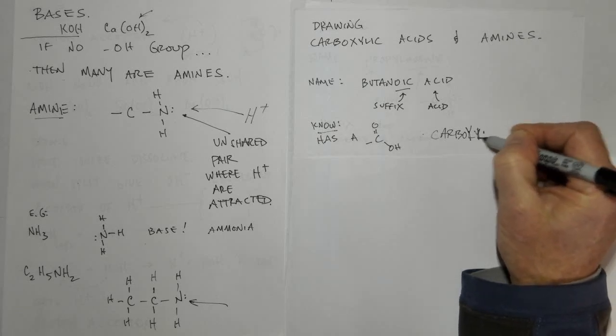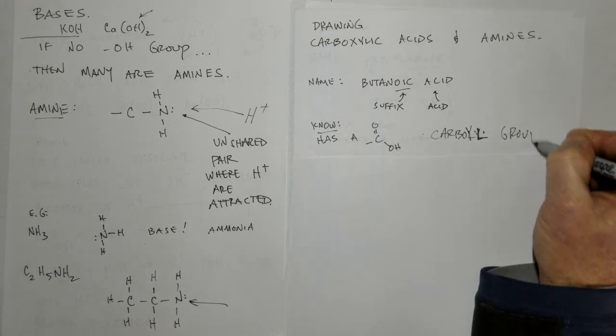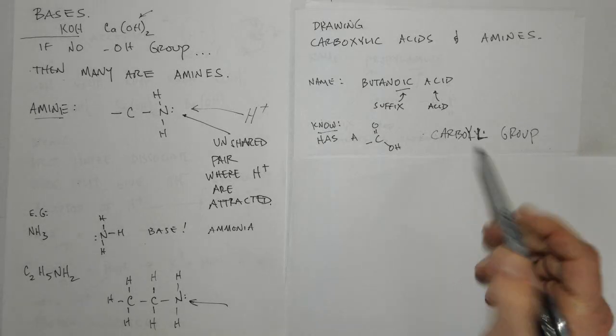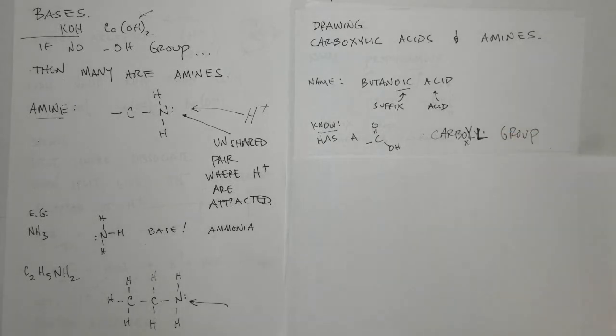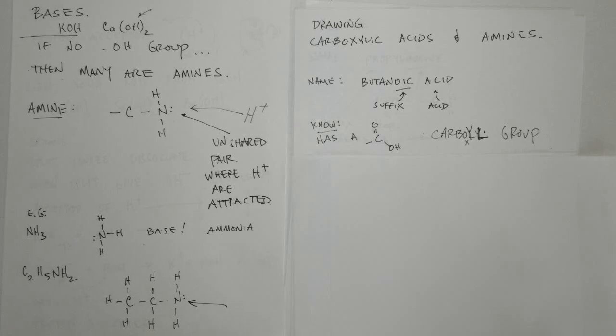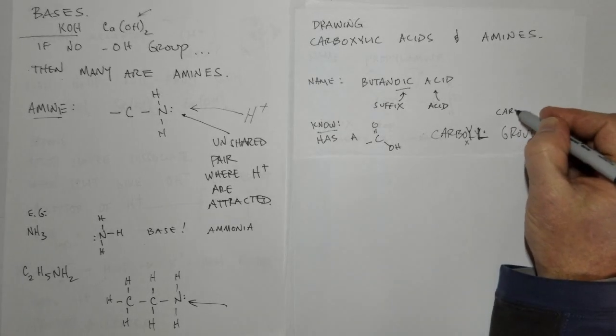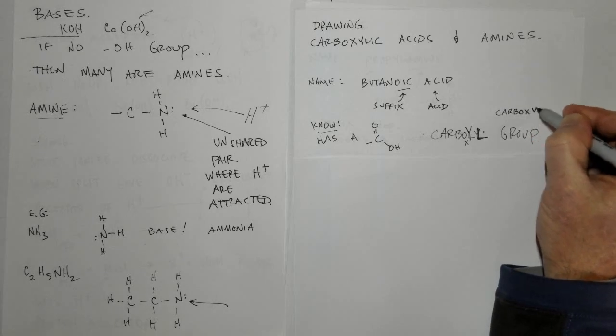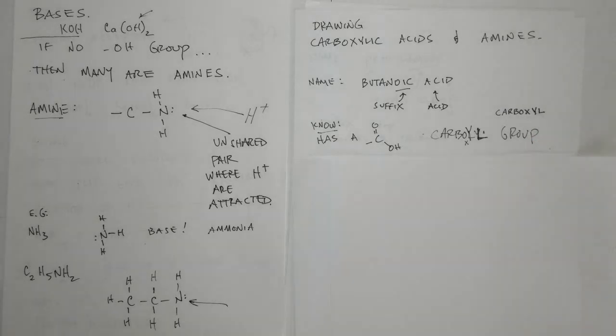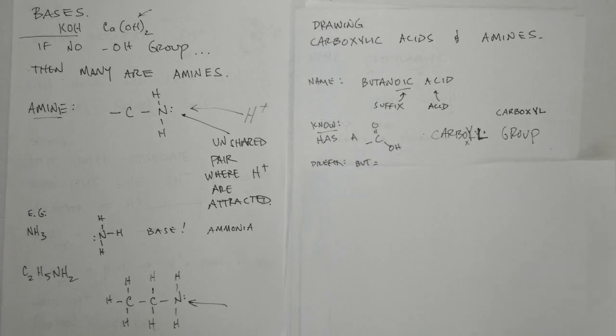Carboxyl group. Whoops, I missed an X there. Carboxyl group or a carboxylic acid group. I'll write this correctly: carboxyl group, YL. This is called a carboxyl group right here.